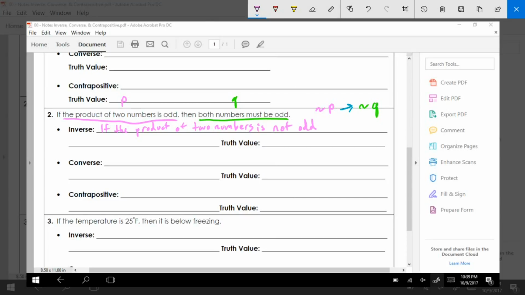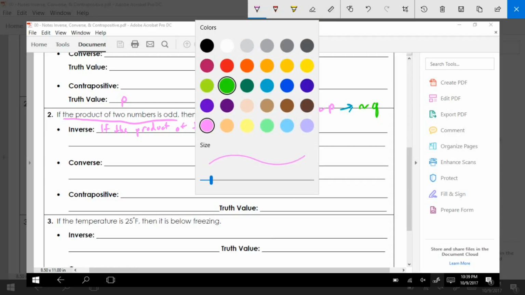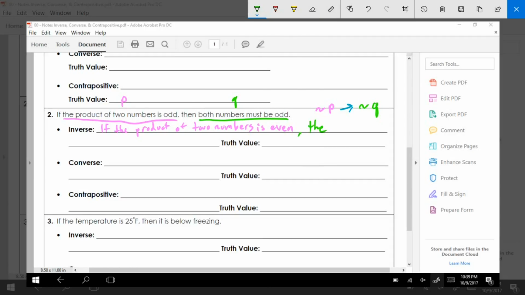But hang on a second, let's think real quick. If something's not odd, then what is it? It's even, right? So it's a lot clearer to just write even than not odd. So let's write even. Then our original statement says both numbers must be odd, and we're adding a not. So once again, then both numbers must be not odd. And once again, if it's not odd, it's just going to be even. So let's just write even.